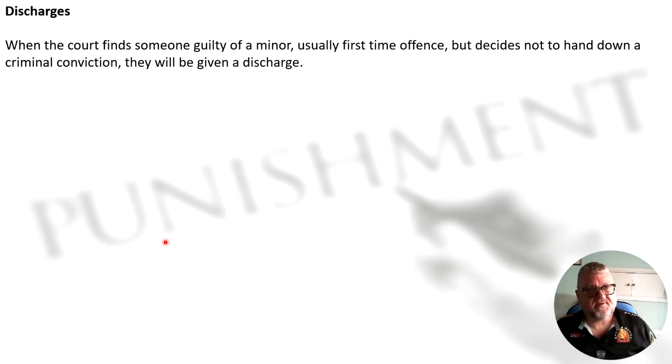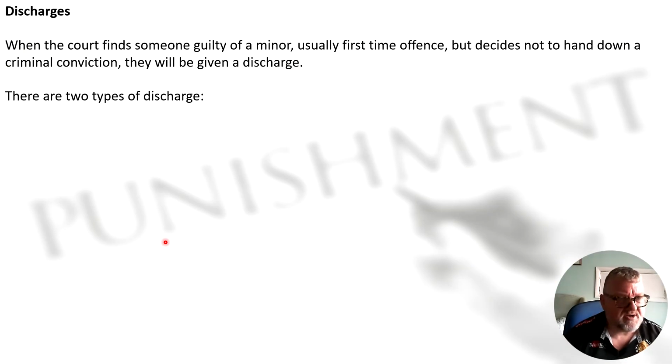So that then leads us on to discharges. When a court finds someone guilty of a minor, usually first-time offence, and decides not to hand down a criminal conviction, they'll usually be given a discharge. Now, lots of people ask, well, does that mean you've got a criminal record? Well, technically, you've been found guilty in court, so you do have a criminal record, but there's a way around it, which I'll explain towards the end of this slide.